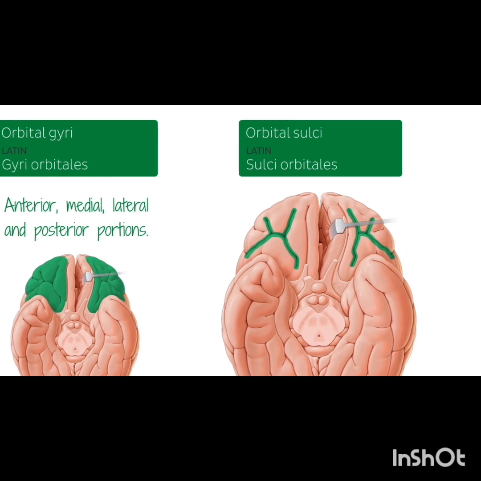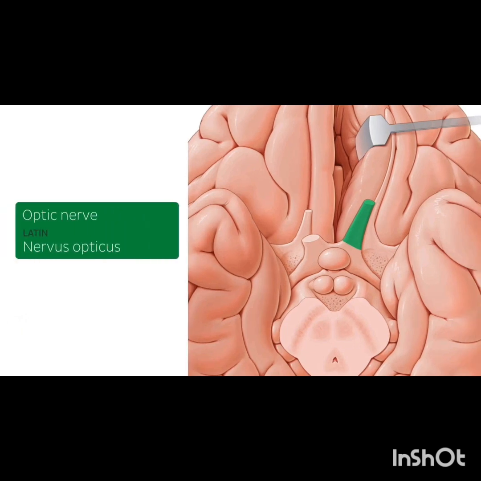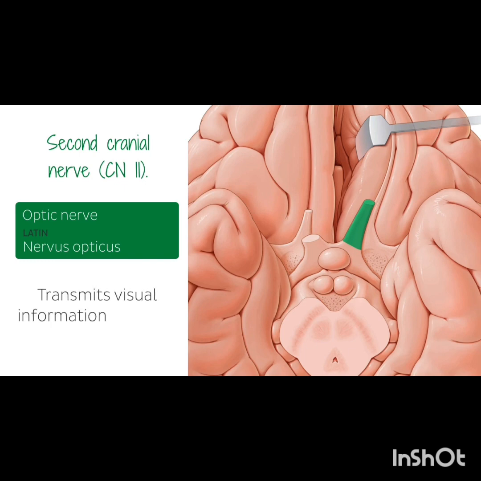Next, we're going to be showing you this nerve that you can still see on this image. This is known as the optic nerve. So medial to the orbital gyri, we see this nerve here. And the optic nerve, which is the second cranial nerve, if you remember well, is a paired nerve that transmits visual information from the retina to the brain.